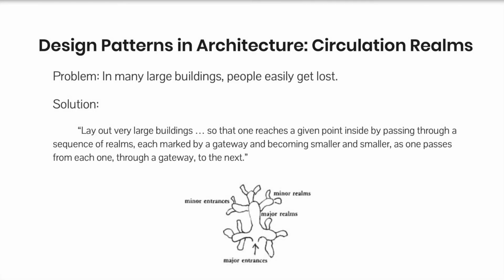So the solution to this problem is to organize these large buildings with a series of realms, where you can pass through each realm through a gateway, and where these realms become smaller and smaller as you pass through. Then also name these realms so that you can identify them and tell people exactly where to go. So in the image here, you can see that we start with a major realm, then they get smaller and smaller, and this will make it easier for people to navigate in large buildings.